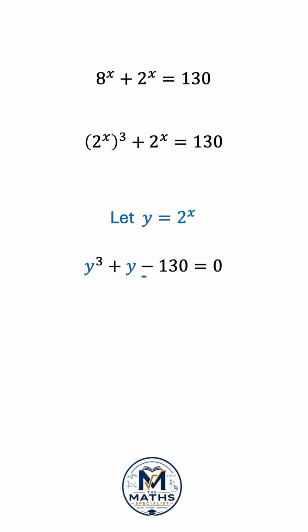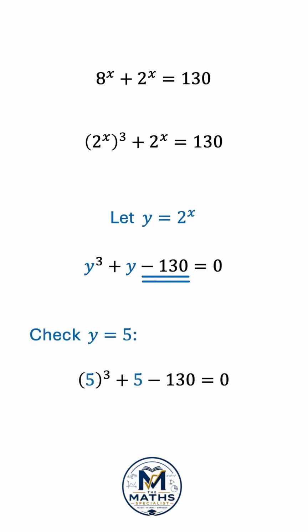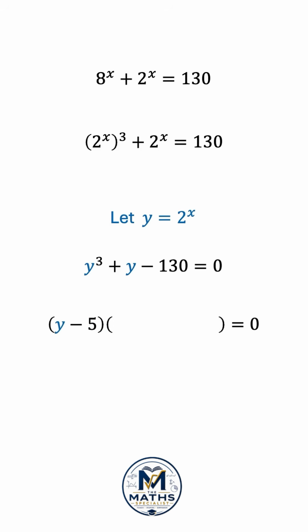To factor this cubic, we'll use the rational root theorem. Let's check factors of this constant term. 1, -1, 2, -2 are too small to give us 0 when plugged in, and factors like 10, 65, and 130 are way too big. If we check y equals 5, we get 125 plus 5, which is 130, minus 130 is indeed 0, so this checks out. The factor theorem tells us that y minus 5 therefore must be a factor.